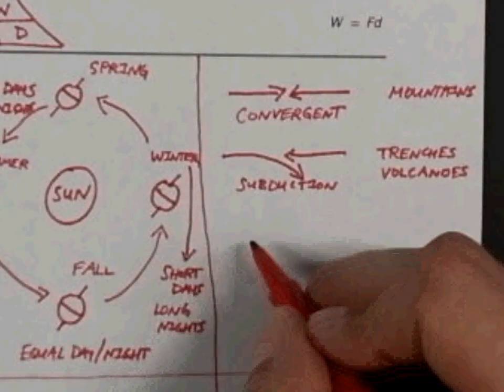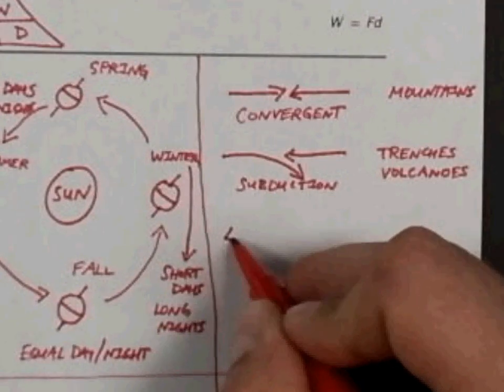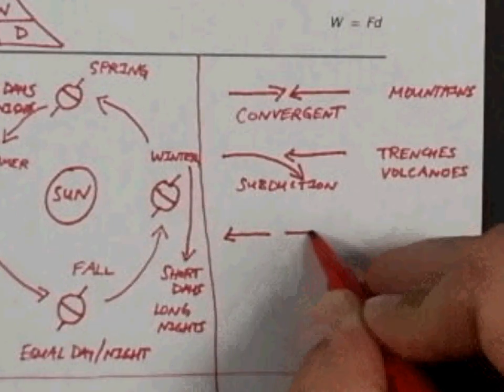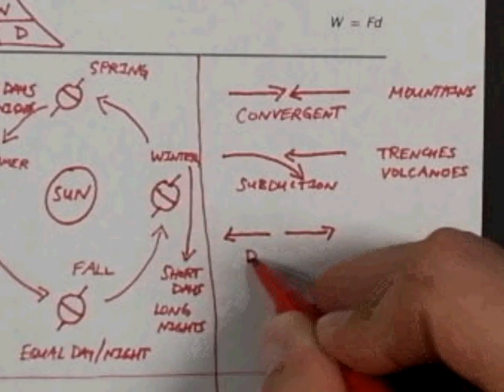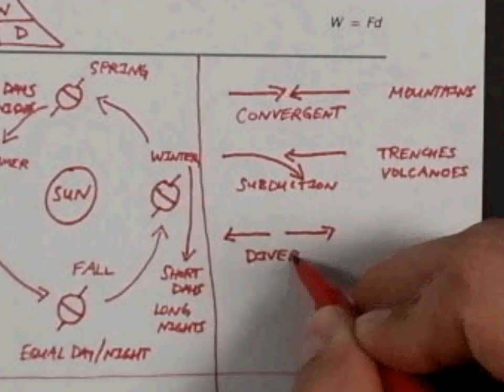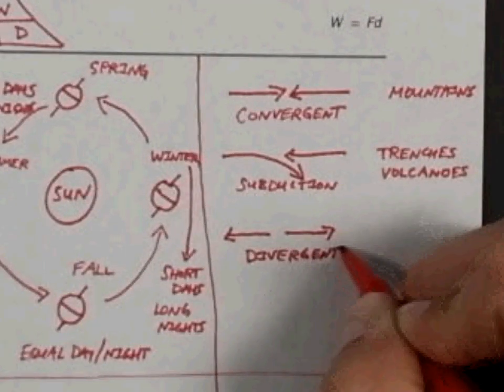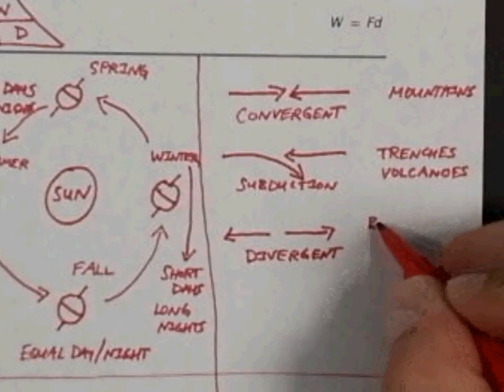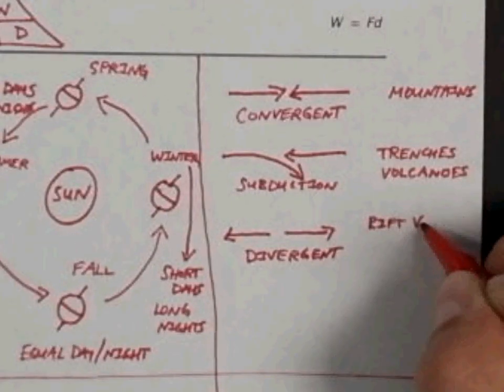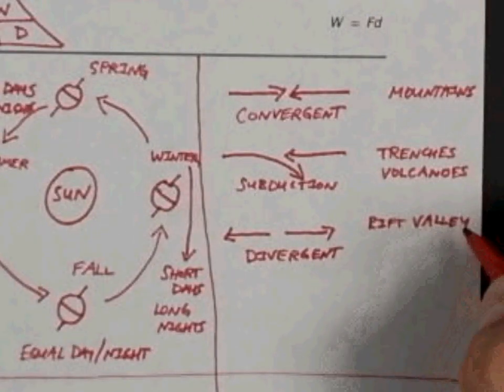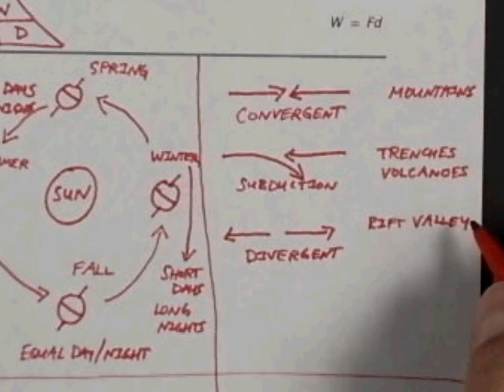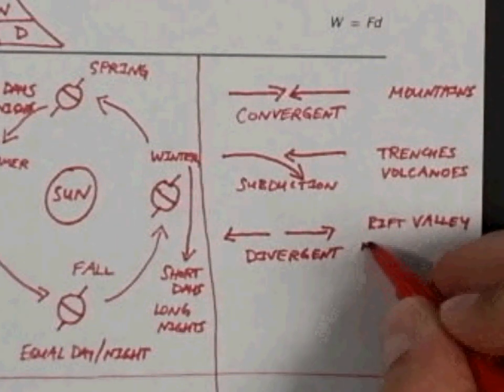Next, you have the divergent plate boundary. These are when arrows are going the opposite way. These can happen on the land, and they can happen in the ocean. If they happen on the land, that's called a rift valley. So it's when the plates are actually splitting apart on land, and it forms a rift valley. If it happens in the ocean, it is called a mid-ocean ridge.